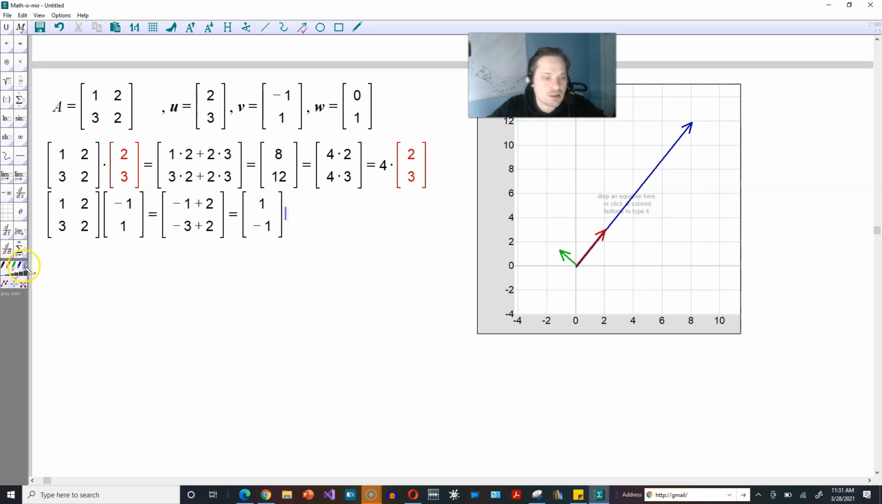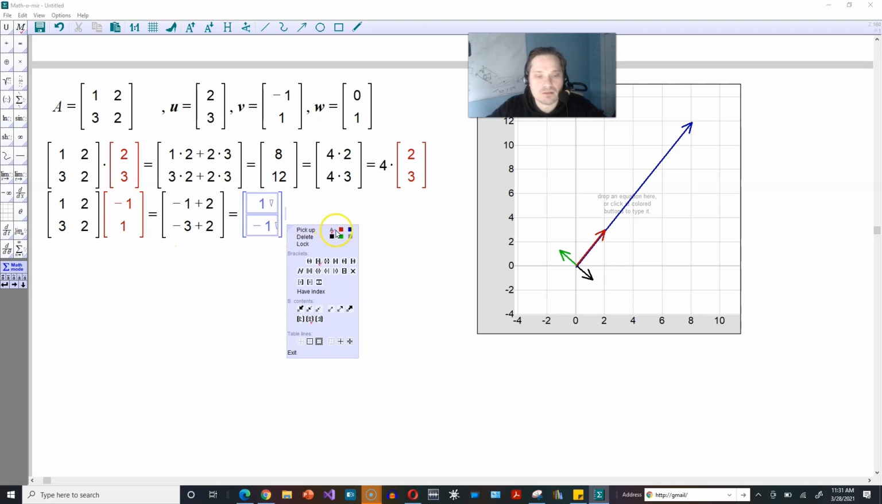So I'm going to show that, say, in, let's see, in black. So it's going to be 1 to the right, and then 1 down this way. You see? So in other words, this vector right here, this input vector, I'm going to emphasize it in red, is related to this vector right here, the output vector, by being a multiple of it.